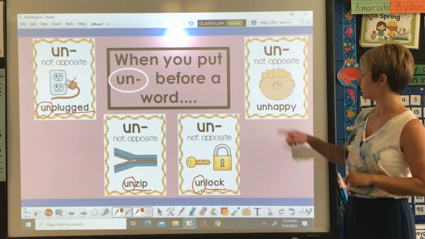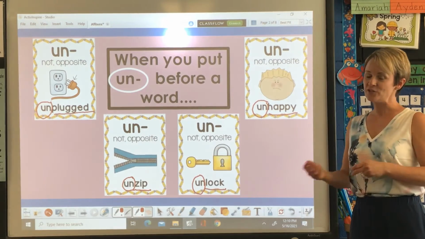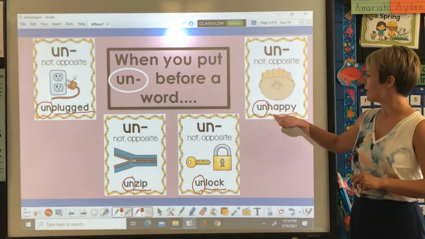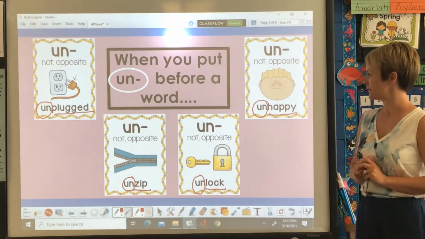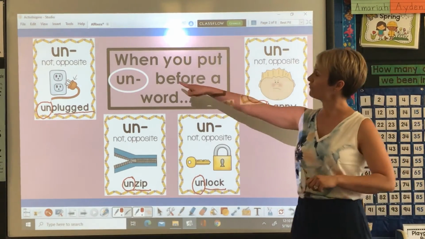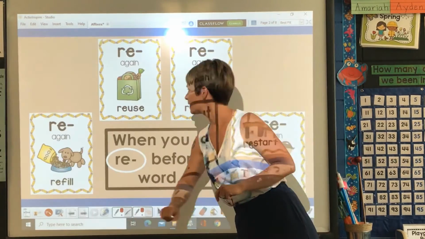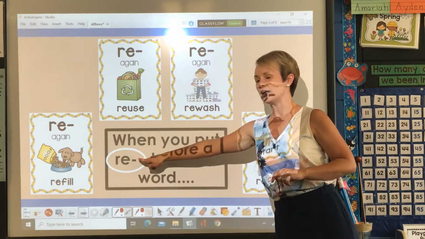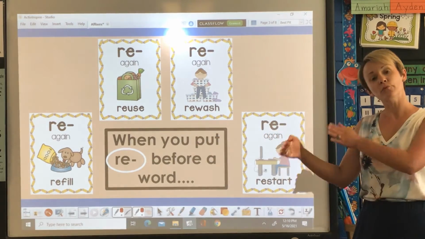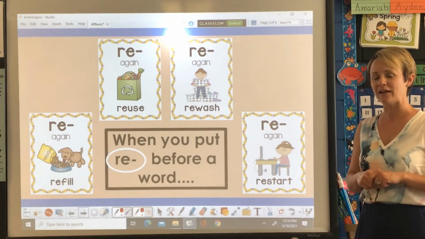Oh, he looks unhappy. Un changes the meaning of the word. He is not happy. Here's another good prefix. Prefixes like un go at the beginning of the word. Re is a prefix. It goes at the beginning of a word to change the meaning.